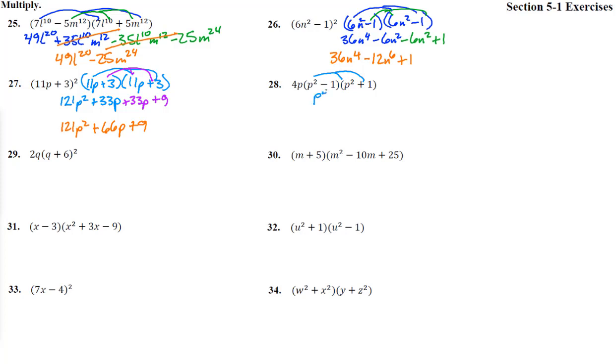This is p to the 4th plus p squared. And then if we do that again with this guy, we get minus p squared minus 1. So these guys go away. So the problem that we're left with is 4p times p to the 4th minus 1. And then jump that guy in, and we get 4p to the 5th minus 4p. Good. Number 29.